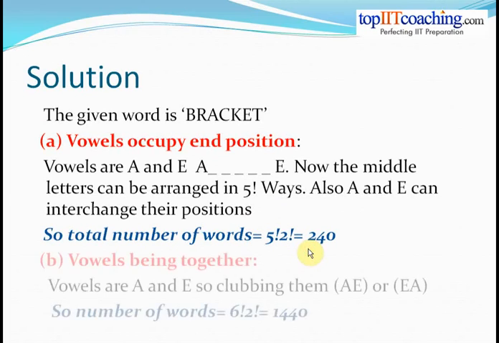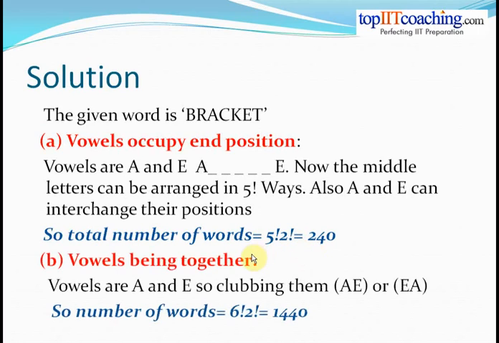Now let's look at the second case, vowels being together. Again the vowels are A and E, so we can club them as AE or EA. We consider them as a group. Now the remaining 5 letters plus this group is 6 letters actually, if we take this group as one single letter. So there are 6 letters and they can be arranged among themselves in 6 factorial ways. Now the group can be AE or EA, so they can be arranged among themselves in 2 factorial ways. So the total number of words becomes 6 factorial into 2 factorial, that is equal to 1440.